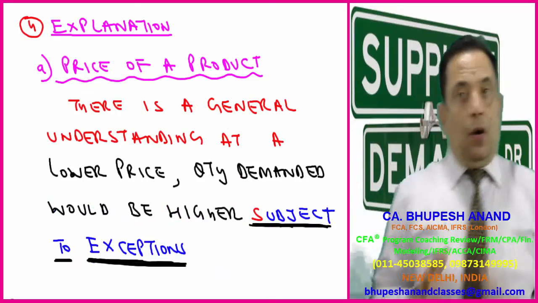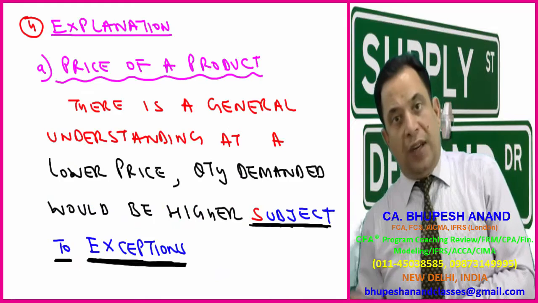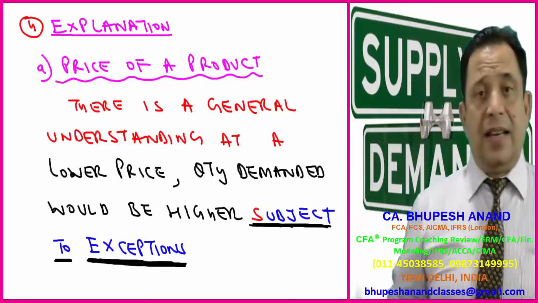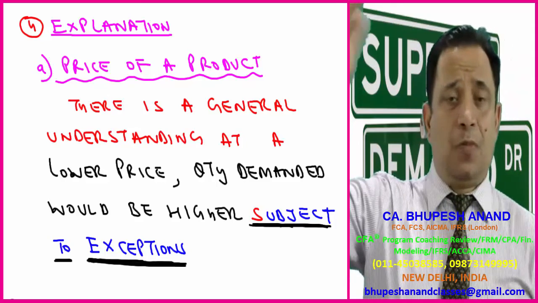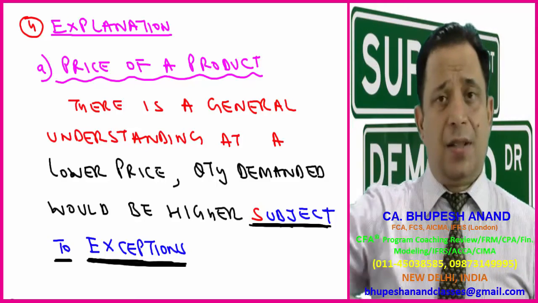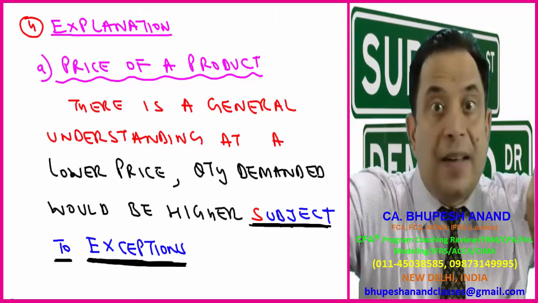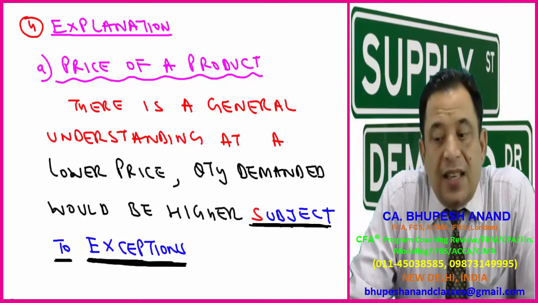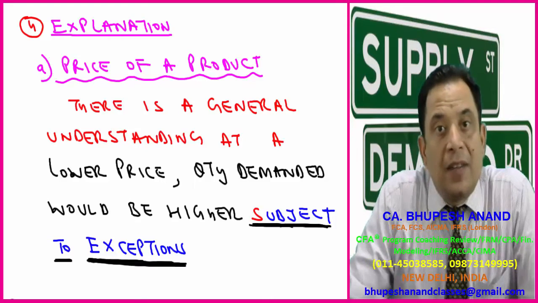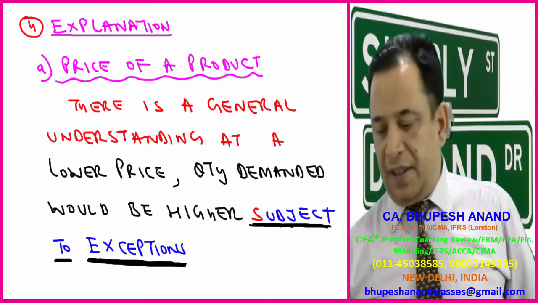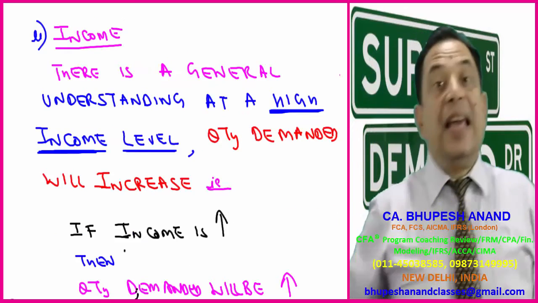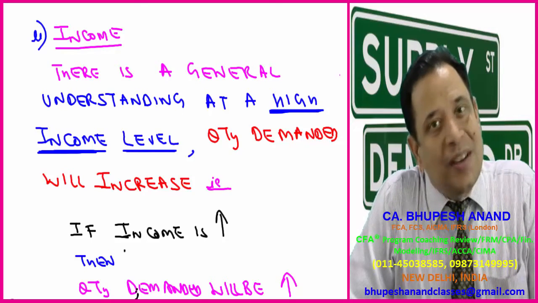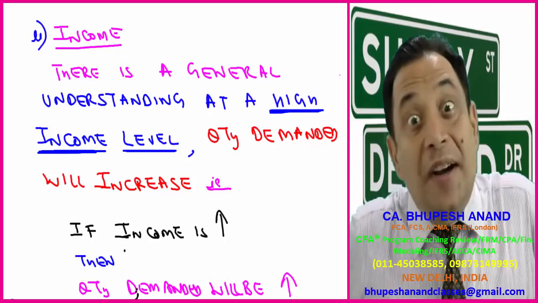Now, no doubt I have already explained the relationship of quantity demanded and the price of the product. Normally speaking, there is a negative relationship. As the price increases, quantity demanded will decrease. As the price decreases, the quantity demanded will increase, subject to some exceptions. So write down point A, the price of a product: there is a general understanding that at a lower price, the quantity demanded will be higher, subject to some exceptions. Income: again there is a general understanding that as the income decreases, the quantity demanded will also decrease, and as the income increases, the quantity demanded will increase.